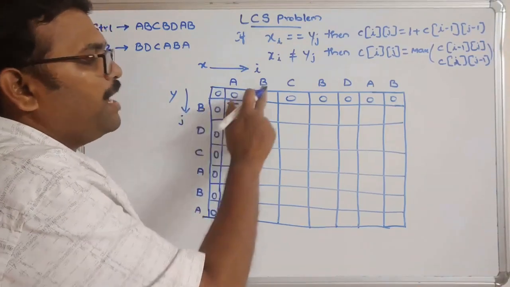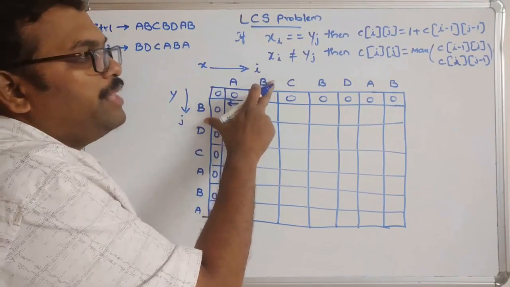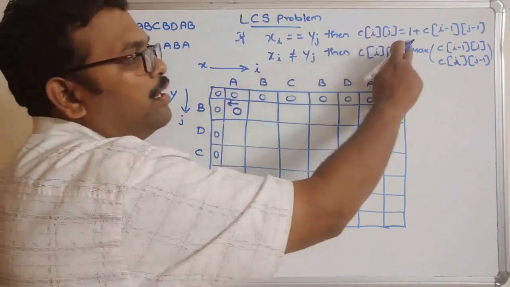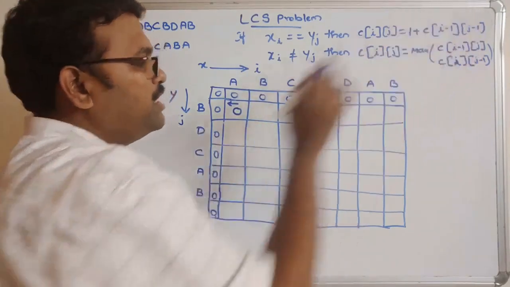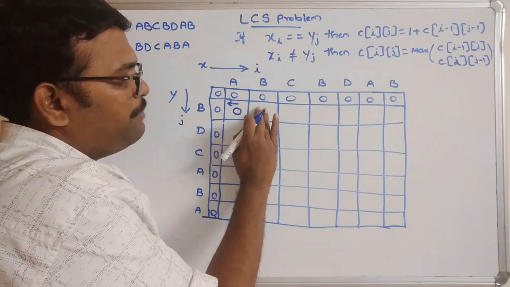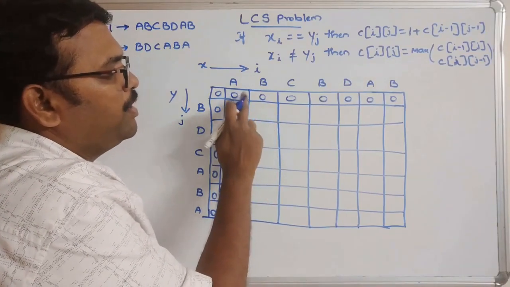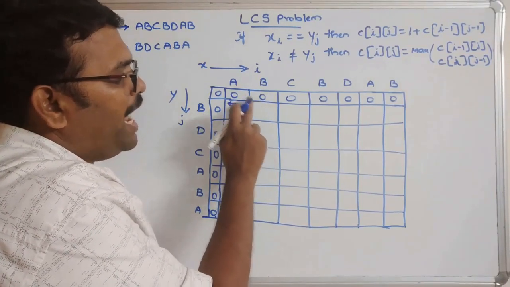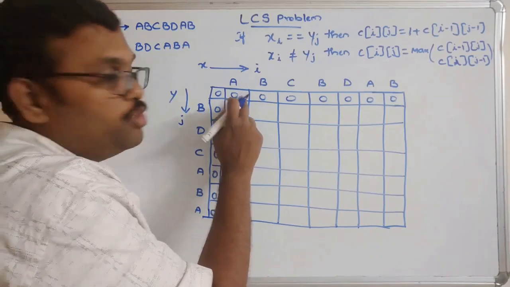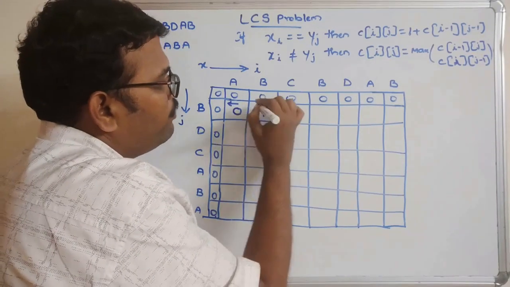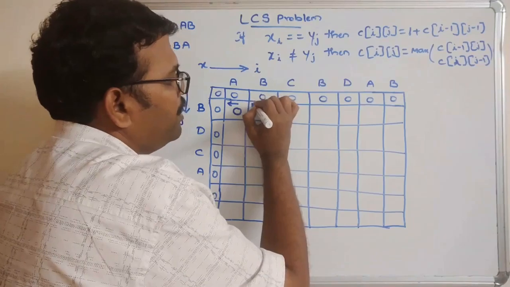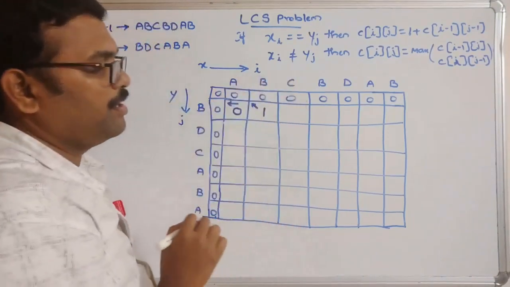Now B is compared with B. Both are equal. Then we have to add 1 to the cost of I minus 1 j minus 1. I minus 1 j minus 1 means this one. Okay, this diagonal. So we need to add 1 to this particular diagonal. So 0, now it will be 1 and we have taken it from diagonal position. Okay.